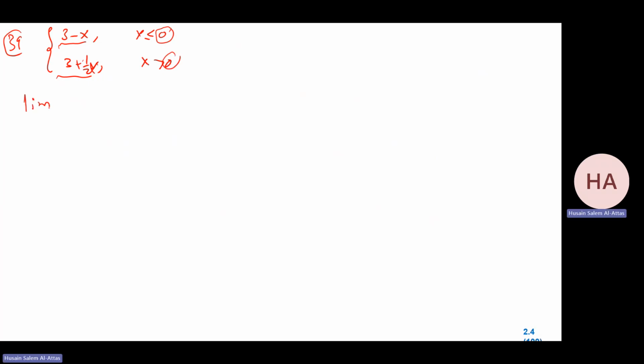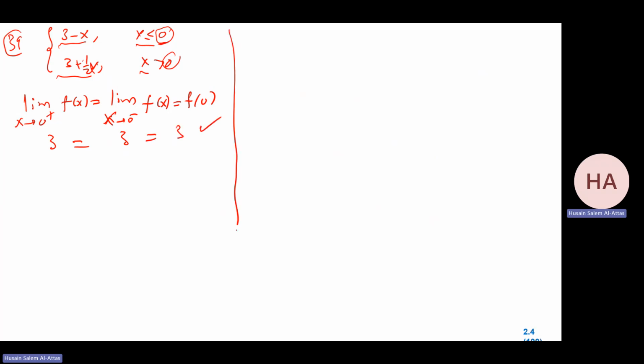So for 0, I need to prove that the limit as it goes to 0 from the right equals the limit as it goes to 0 from the left equals f at 0, which is the case. From the right, that will be 3. From the left, that will be 3. F of 0 will be 3. So the function is continuous everywhere.